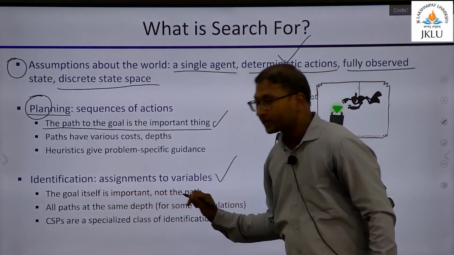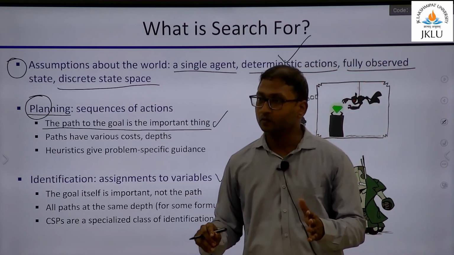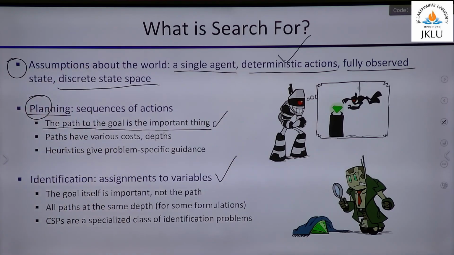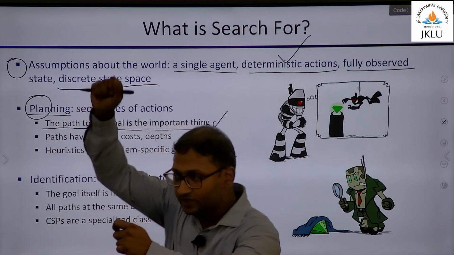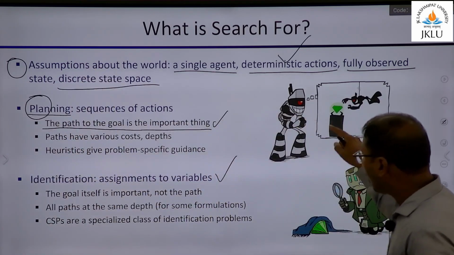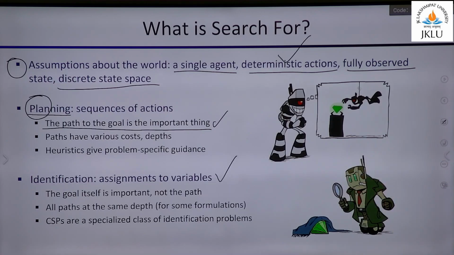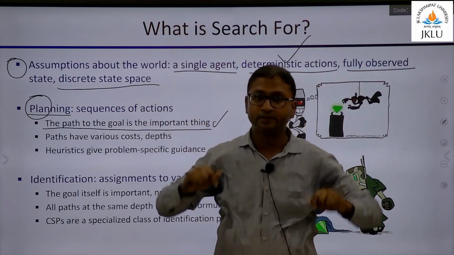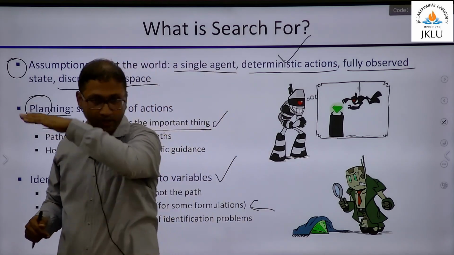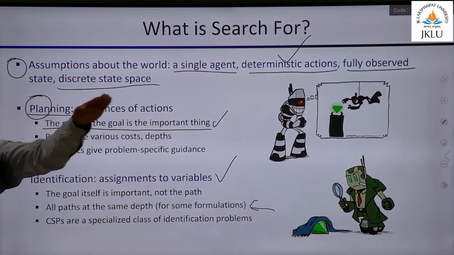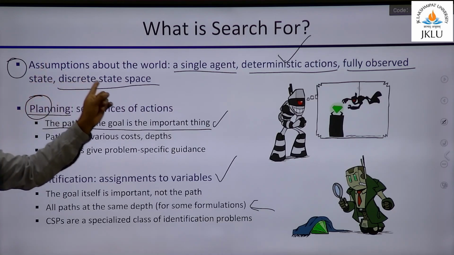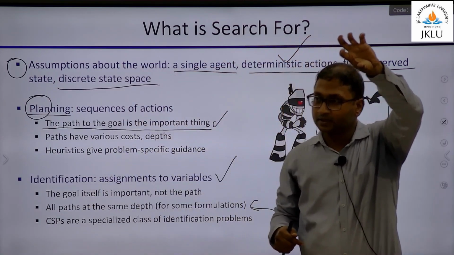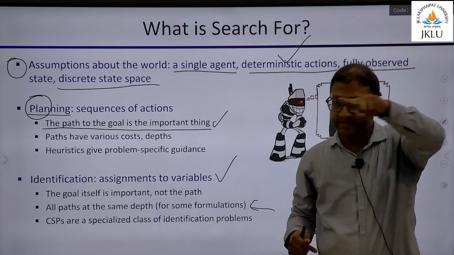The goal itself is important, not the path. Is that correct in this case? What we care about is a correct coloring. I don't care what was the path taken to that. All paths at the same depth. What does this mean now? You start from, what will be the start state? All empty. What will happen at the next level? There are 7 states. So what will happen at the next level? How many children to this start state? 7.